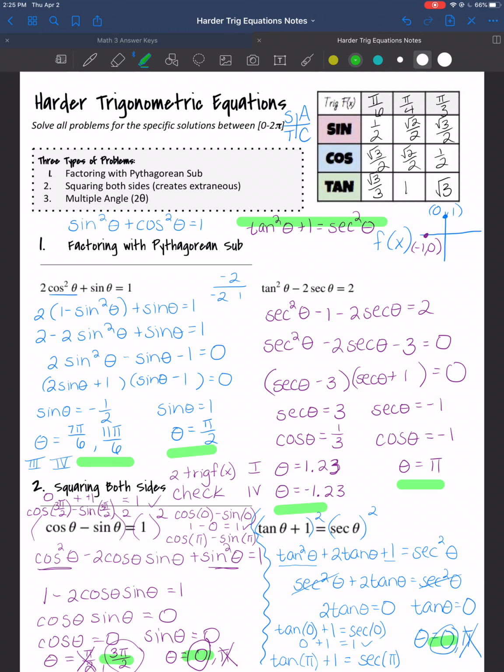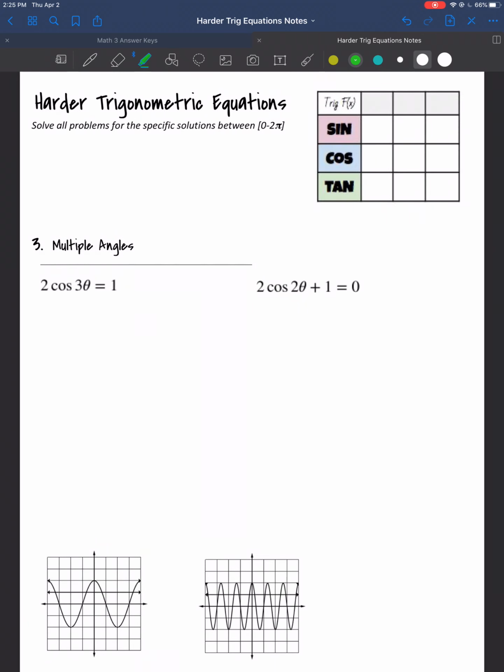Alright, so the last type of problem we have here is called multiple angle problems, and I'm going to fill in my trig chart again so you have that for reference. 1/2, square root 2 over 2, square root 3 over 2, square root 3 over 2, square root 2 over 2, 1/2, square root 3 over 3, 1, square root 3.